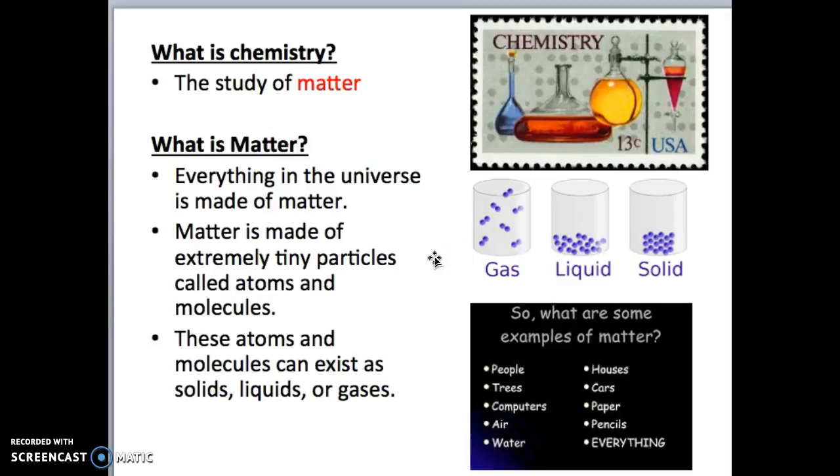And a lot of times we're able to understand what's happening to the world around us because of chemistry. You can't really see the particles, but you can see the results of the particles, especially when there are things like chemical reactions happening. You can see changes happening.